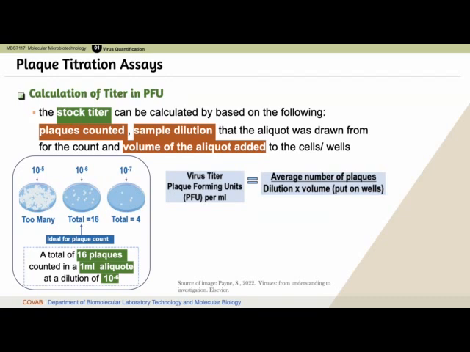So now we can refer to the formula. The virus titer in plaque forming units, or PFU per ml, is equal to the average number of plaques divided by the dilution, whether it's 10 to the 5, 10 to the 6, or 10 to the 7, multiplied by the volume of aliquot put on the wells. Here it's going to be the 16 plaques counted divided by the dilution, 10 to the minus 6, because that's the dilution at which we counted the plaques, times 1 ml. That was the volume of aliquot that we added to the wells or the cells.